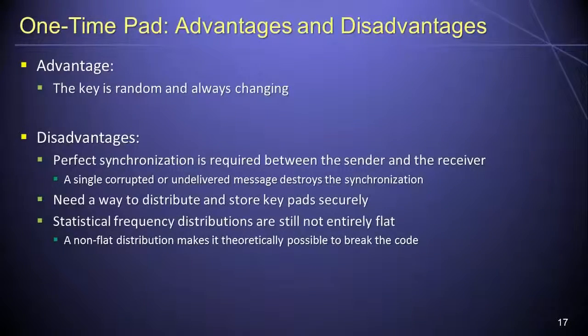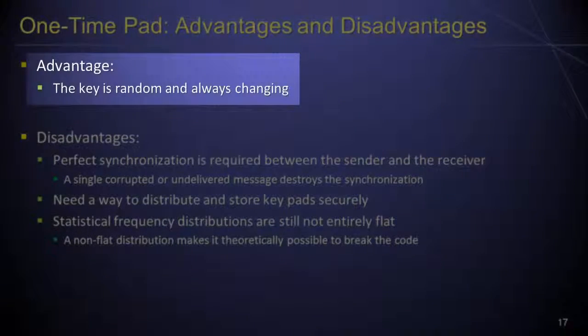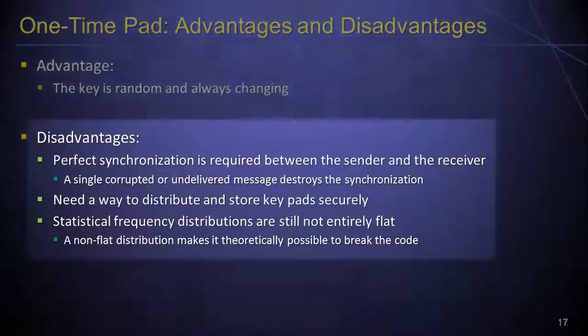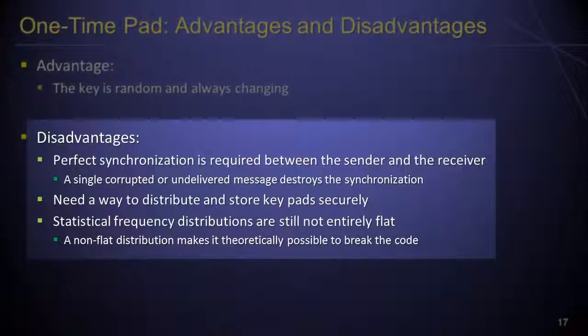The major advantage of using a one-time pad is that the key is random and always changing. There are, however, several disadvantages to using a one-time pad cipher. First, the one-time pad approach requires perfect synchronization between the sender and the receiver. A single corrupted or undelivered message would destroy the synchronization and make further secure communication impossible.